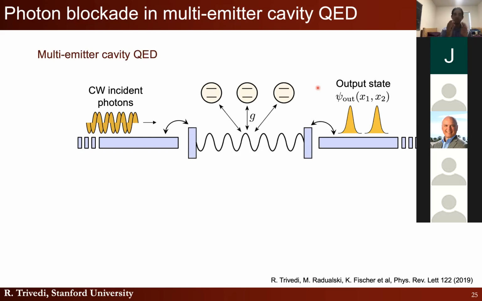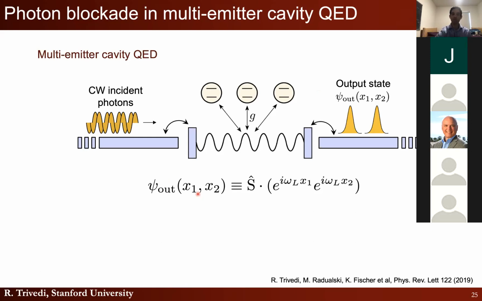So we had an incident 2-photon state, which was a continuous wave state, so it was 2 photons at the same frequency. And then we would characterize, using our scattering theory, the 2-photon state that is coming out, transmitting through this cavity QED system. This 2-photon state can be calculated very easily by applying the scattering matrix of this cavity QED system on the incident state, which are simply plane waves at the frequency of the laser.